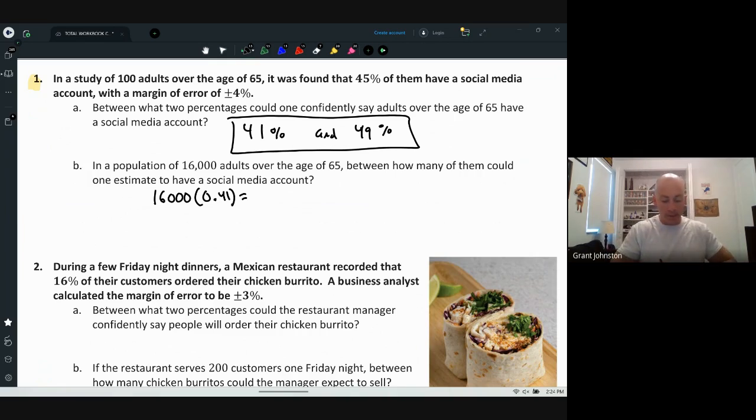So out of 16,000 adults, we can say possibly 6,560 have a social media account, and then on the higher end, I'm going to multiply it by 0.49 for 49%.